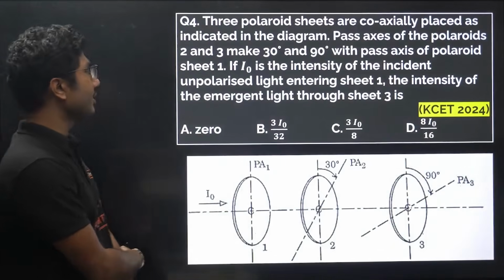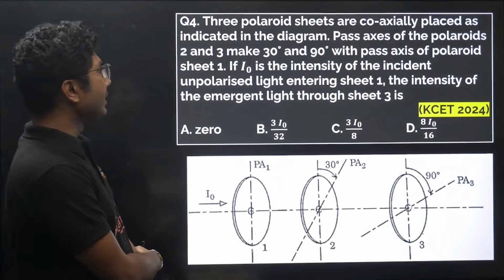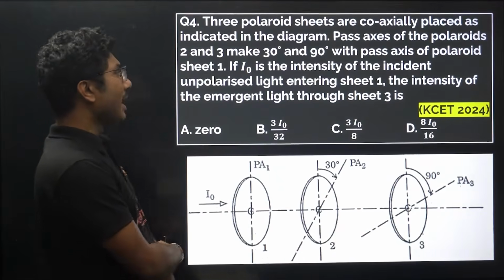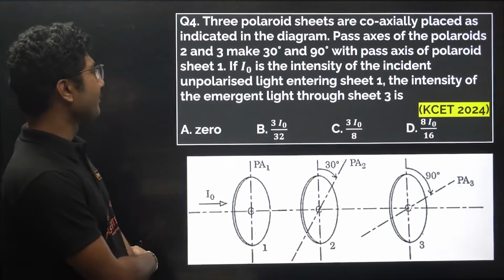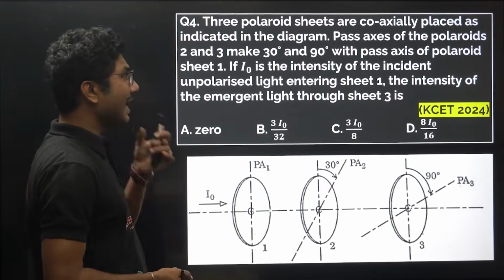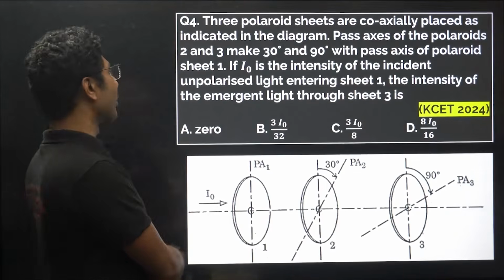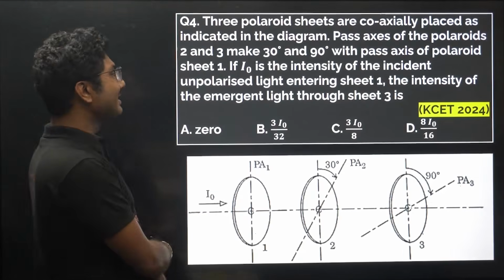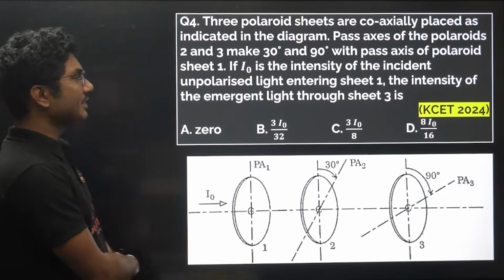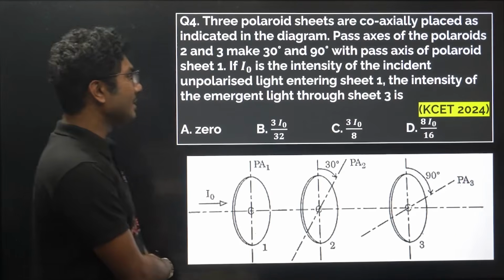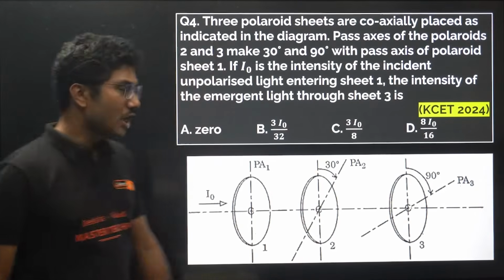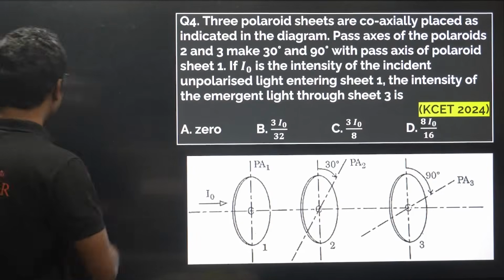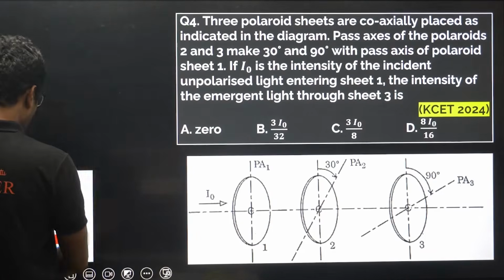Now next question. 3 Polaroid sheets are coaxially placed as indicated in the diagram. Pass axes of Polaroids 2 and 3 make 30 degree and 90 degree with the pass axis of Polaroid sheet 1. If I0 is the intensity of the incident unpolarized light entering sheet 1, the intensity of the emergent light through sheet 3 is. I have solved this question during my lecture, right? Now let's solve it once more. Those who have missed it, I will solve it once more.